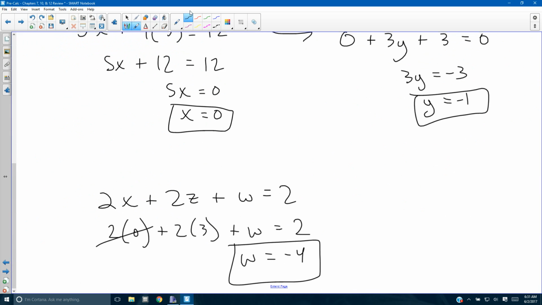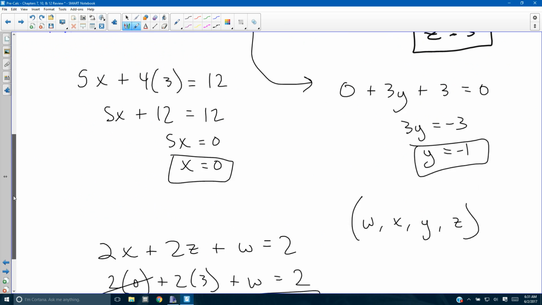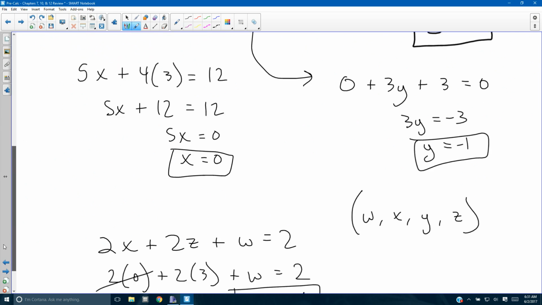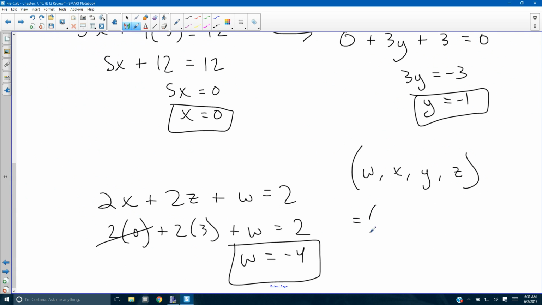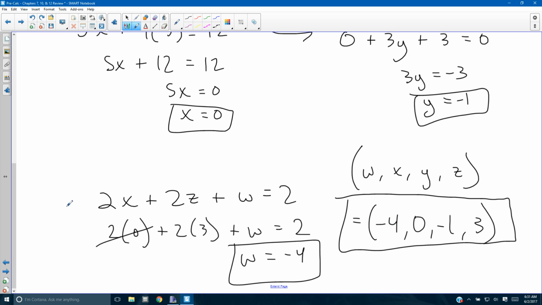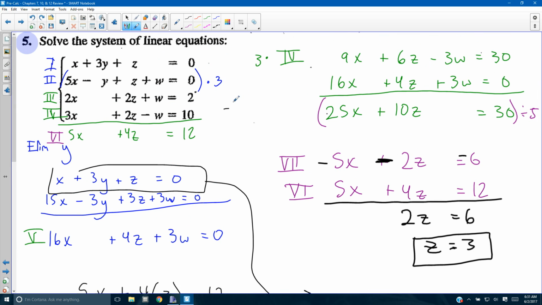I'm going to write it as an ordered quadruple, I guess you'd call it, in terms of w, x, y, and z, alphabetically so. Even if w is written last here, I'm going to maintain it in alphabetical order. This is going to be negative 4, comma 0, comma negative 1, comma 3. And I'm going to triple check that all of these are the correct values here by substituting into all of the equations. Negative 4, 0, negative 1, and 3.